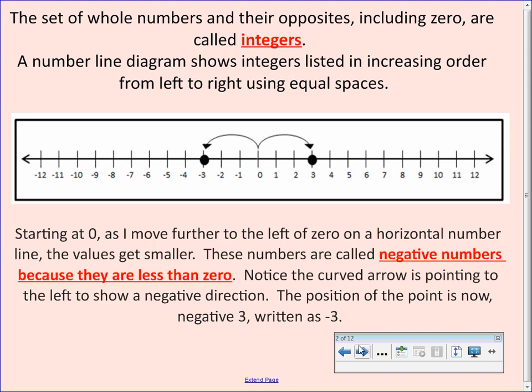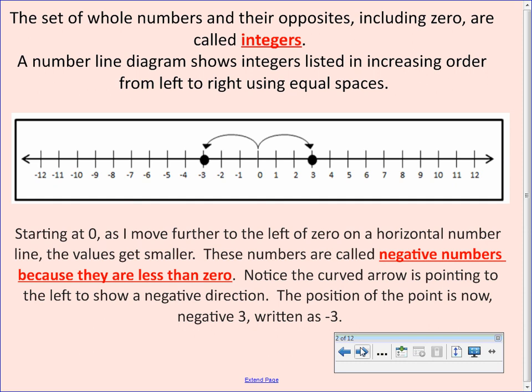First, we're just going to talk about integers a little bit. We're not working in our new packets yet. The set of whole numbers and their opposites, including 0, are called integers. A number line diagram shows integers listed in increasing order from left to right using equal spaces. Sometimes those spaces are called intervals.